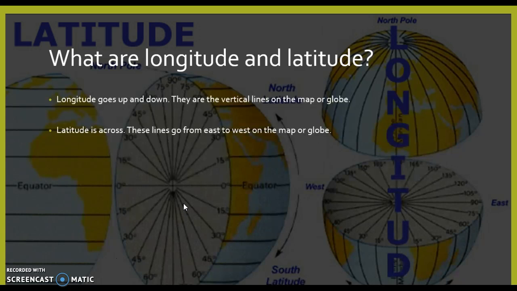So now that we've talked about maps, let's talk about longitude and latitude. Longitude and latitude are the lines on a map. You can see it kind of in the background here. So longitude goes up and down the entire length of the globe or the map. These longitude lines are vertical. I think of them as a long stretched out piece of noodle. And our latitude lines go across. They go from the equator all the way across. So these lines go from east to west on a map or a globe. You can see them on this background picture right here.